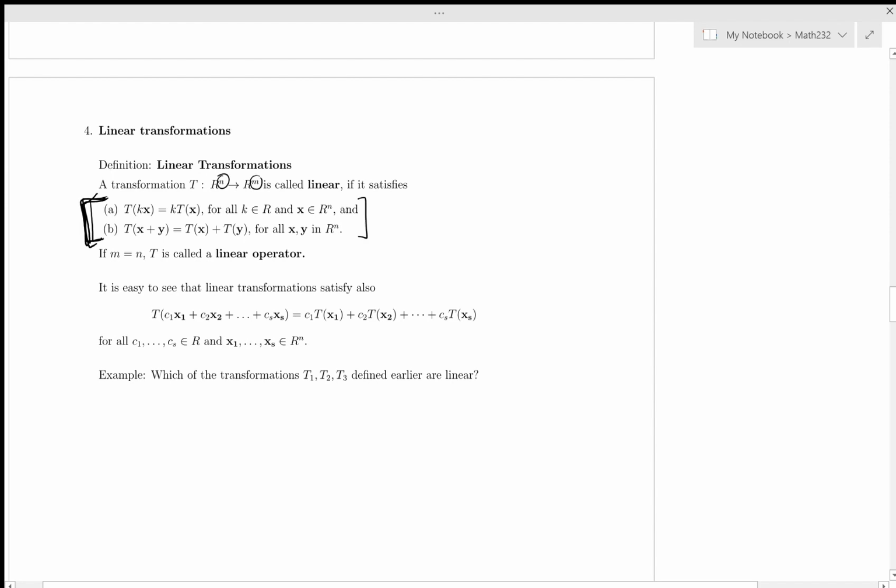And then if the dimensions are the same, then we do the same idea. We call it then a linear operator.